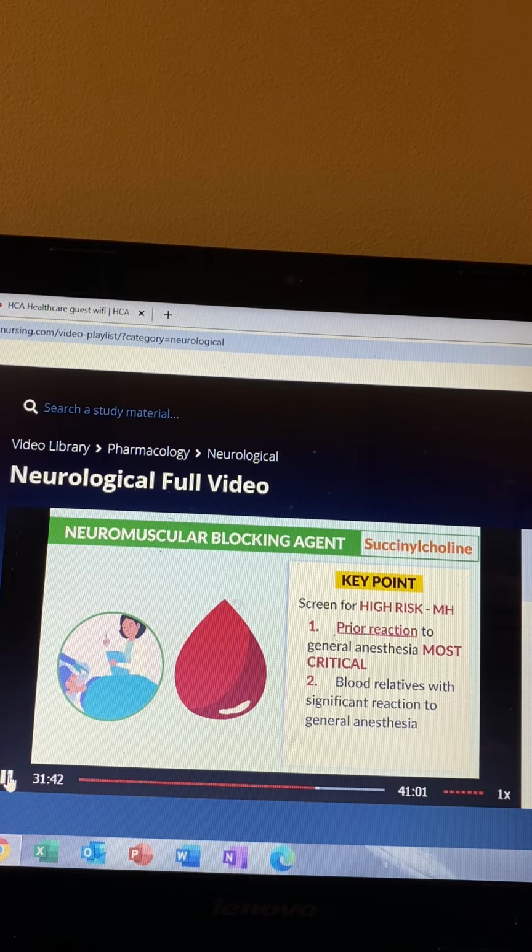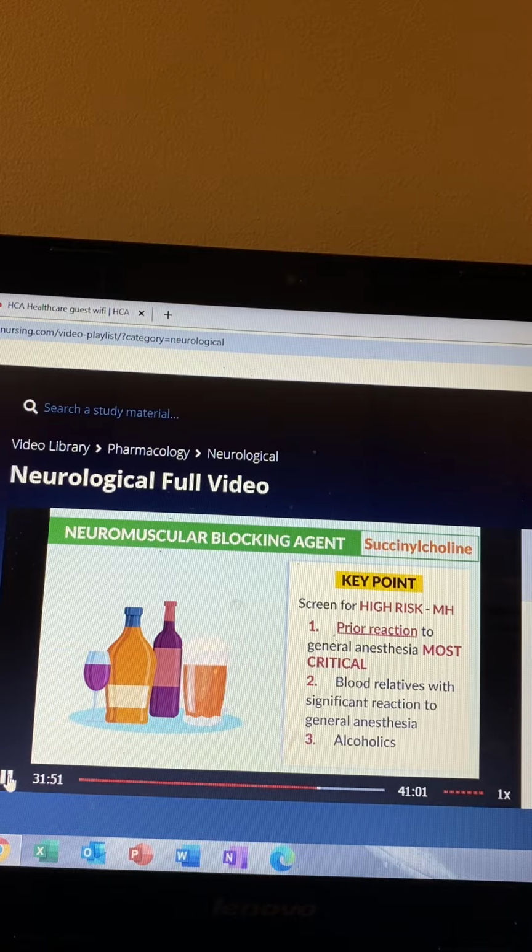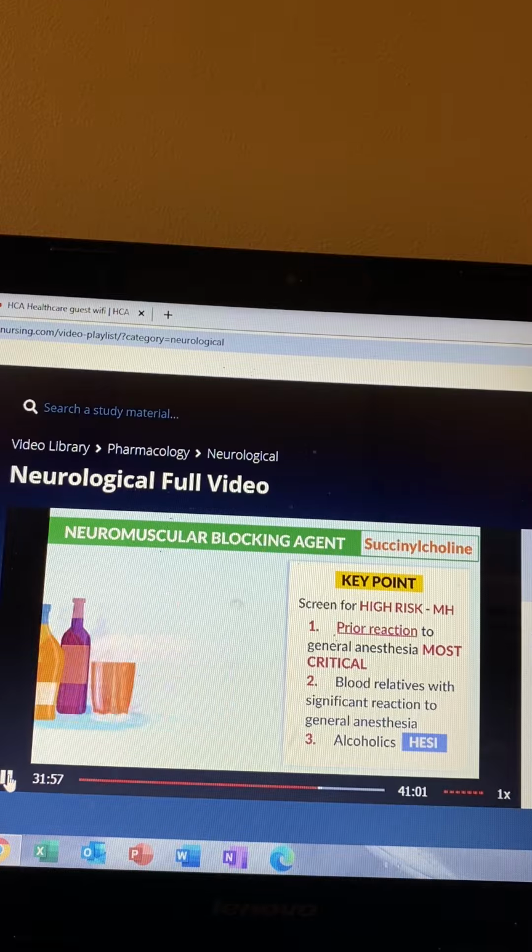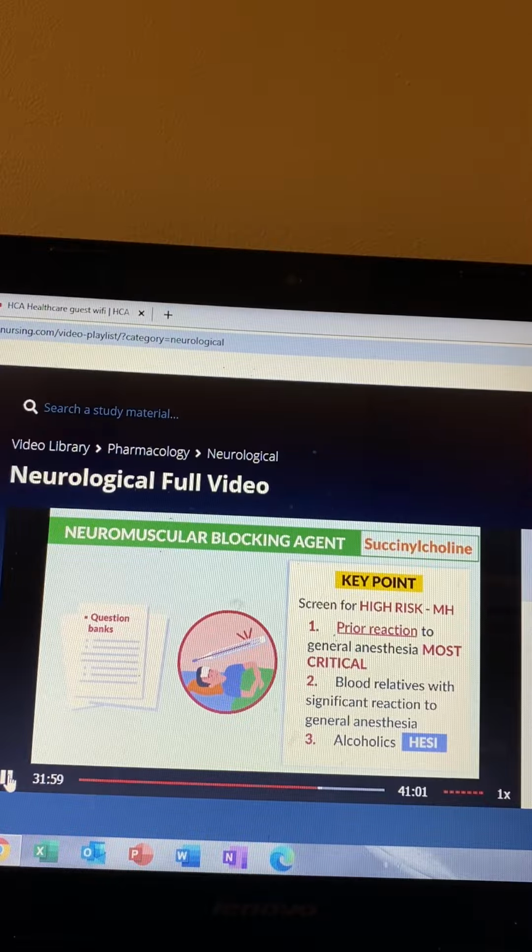Secondly, blood relatives with significant reaction to general anesthesia usually means that the patient will have a reaction. And then lastly, the alcoholics, as mentioned by the HESI, typically have a high risk for reacting in MH. Now, these are the priorities above all else for this drug. So please commit these 3 to memory, since these 3 came up multiple times on various question banks as the highest risk for that deadly malignant hyperthermia.